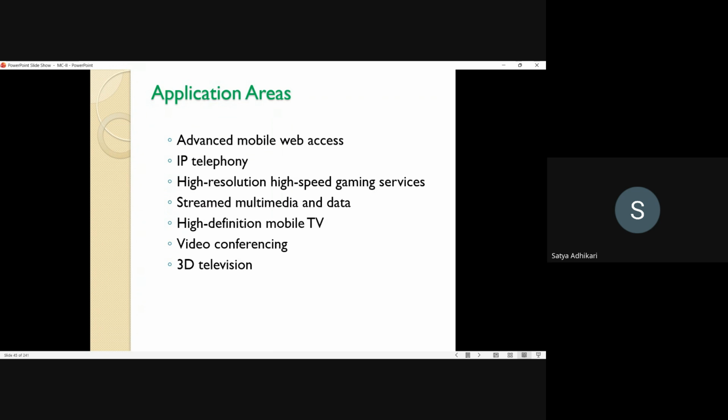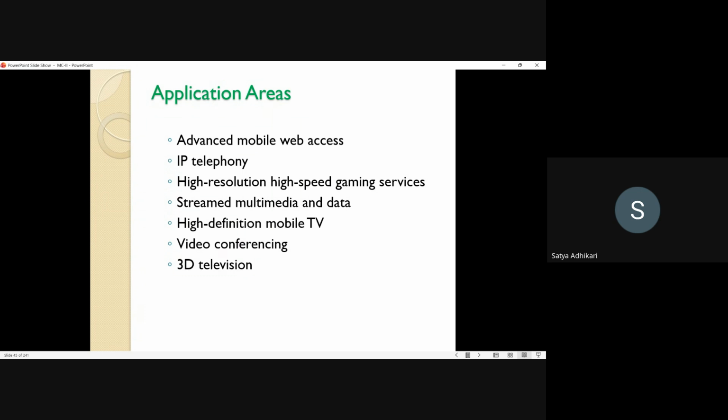Application area: advanced mobile web access. So you can access the web using mobile phones. Mobile web access, IP telephony, internet protocol. You know that this is IP telephony.